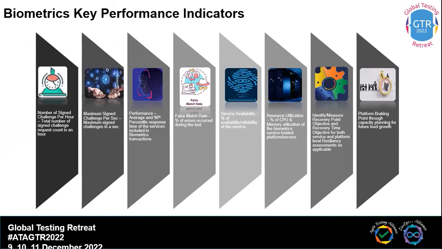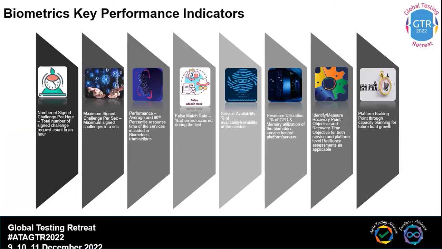So these are the key performance indicator metrics we should be focusing on when you test any kind of biometrics feature in terms of non-functional testing. The first one is the number of sign challenges per hour, which gives you how many successful biometrics logins happened during your test.